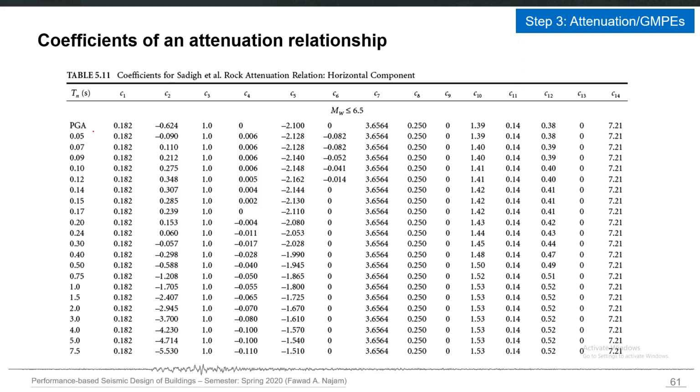So you can see for different PGA values and spectral acceleration values, the coefficients C1 up to C14 from this particular reference are shown here in this table, and this whole table is for magnitude less than 6.5. These kinds of tables for regression coefficients are provided as part of the attenuation models, and then you can pick the coefficients from these tables and use the equation.